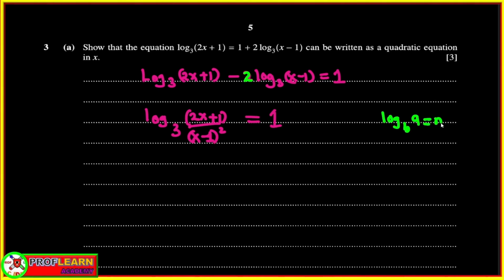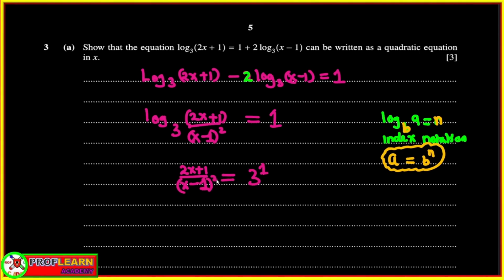Now I'm going to write this in index notation. If you are having log a base b equals n, in index notation this is the same as a equals b raised to power n. So b is the base, n is the power, the answer is n. I'm going to use the same approach in working out this question. So I'm going to say 2x plus 1 over x minus 1 raised to power 2 equals 3 raised to power 1. 3, remember, is the base, so when we write in index notation, 3 is going to be the base, 1 is going to be the power, which is equal to 2x plus 1 over x minus 1 raised to power 2.